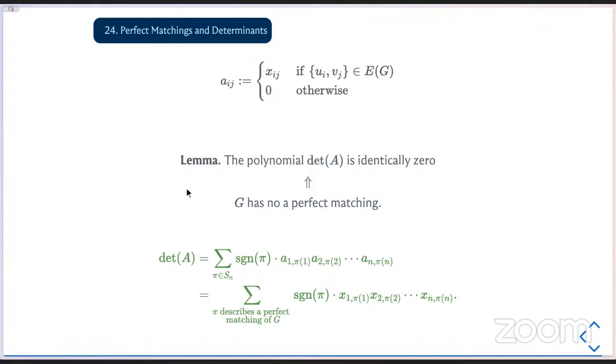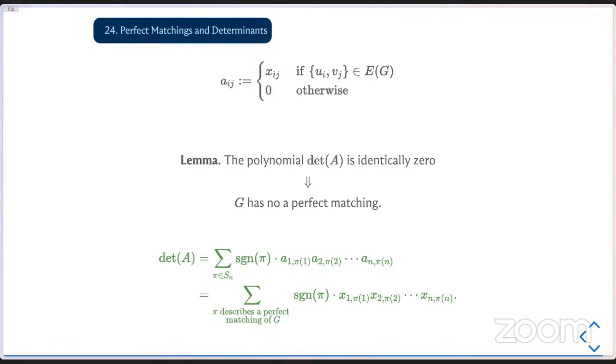If G has no perfect matching, ignore the grammatical error here, which is thanks to copy pasting. Sorry. G has no perfect matching. But if G has no perfect matching, notice that this sum is basically an empty sum. So if G has no perfect matching, this polynomial is just the zero polynomial. That's visibly true.